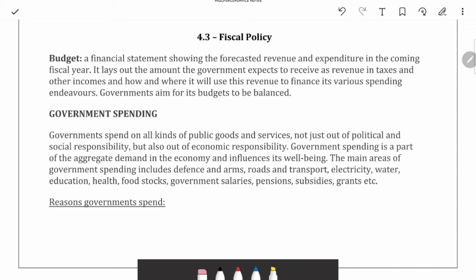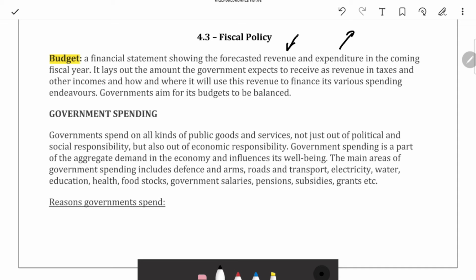Okay, so fiscal policy, let's start by defining what a budget is, okay, because a budget for a government is really important. Now a budget is simply the financial statement showing the forecasted revenue and expenditure. So revenue is what the government gains, and expenditure is what they spend. So the budget simply talks about what the government expects to receive as revenue and where they will use this revenue to spend on the different stuff they want to do to achieve their aims. Okay, that's what we call the budget.